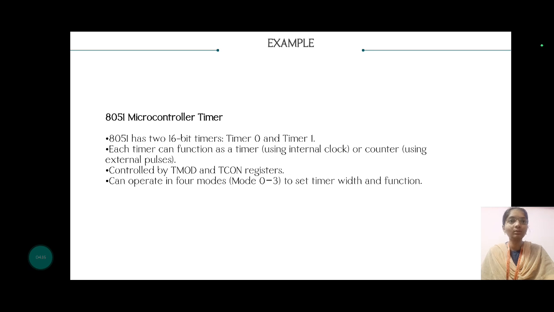And let us take an example in the 8051 microcontroller. There are two 16-bit timers, timer 0 and timer 1. Each can work either as a timer or a counter, as set by the TMOD and TCON registers. These timers operate in four modes, from mode 0 to mode 3, which define how the timer behaves, how many bits it uses, or whether it shares functions with other registers.